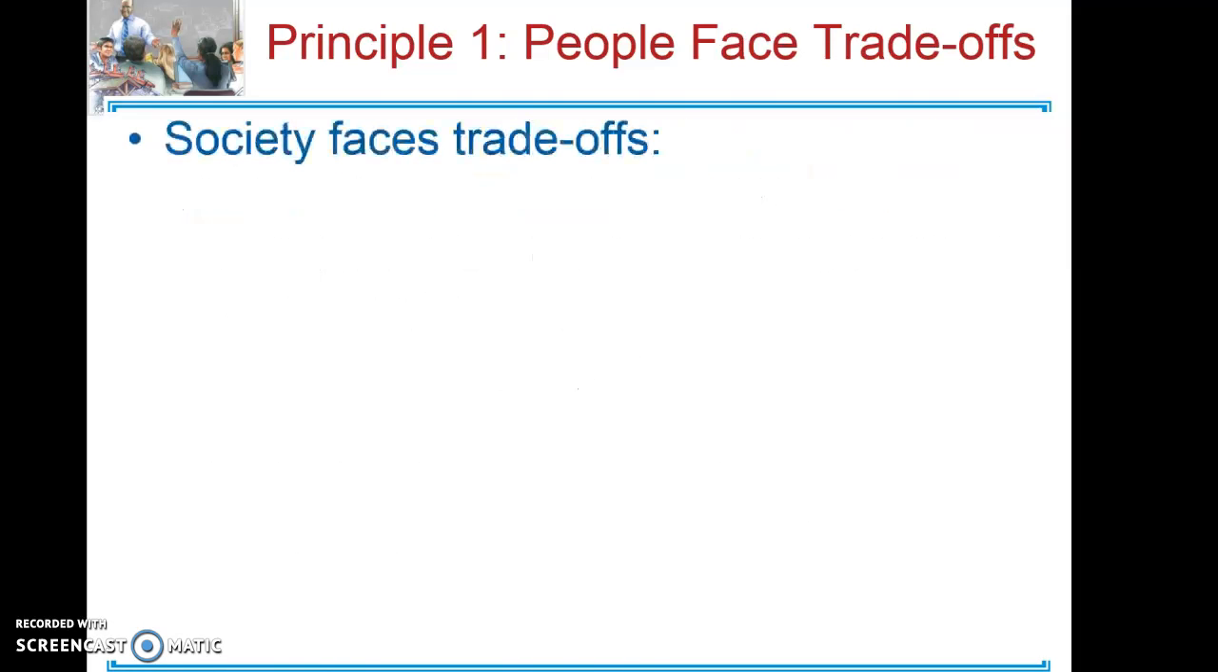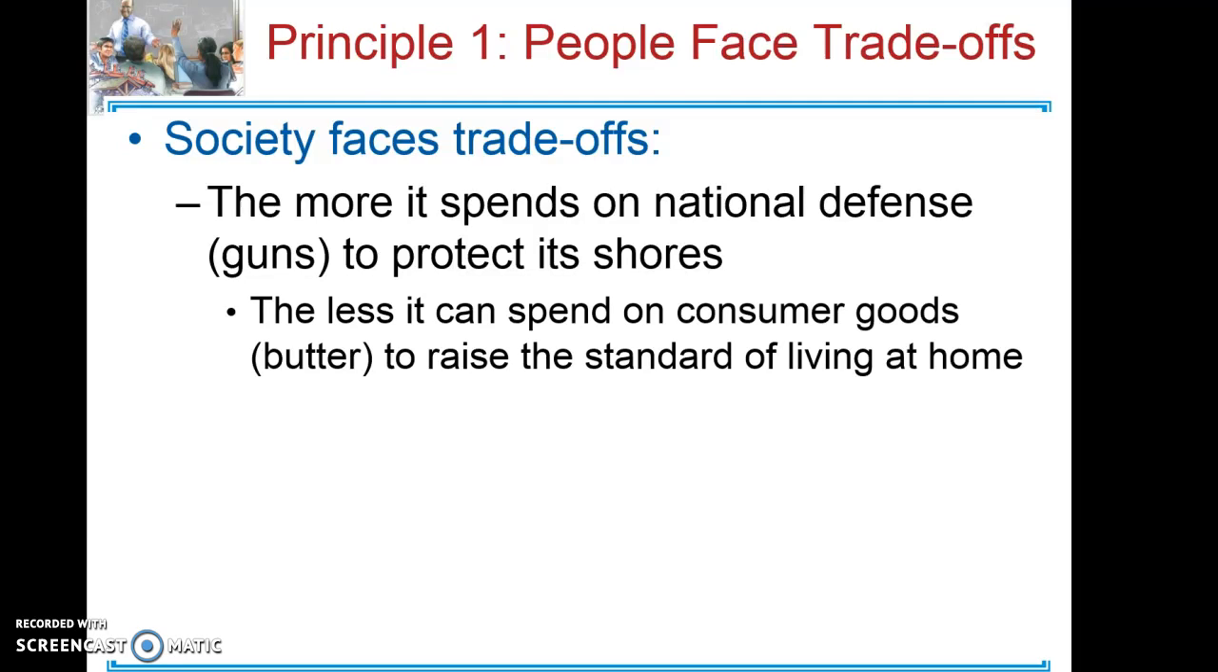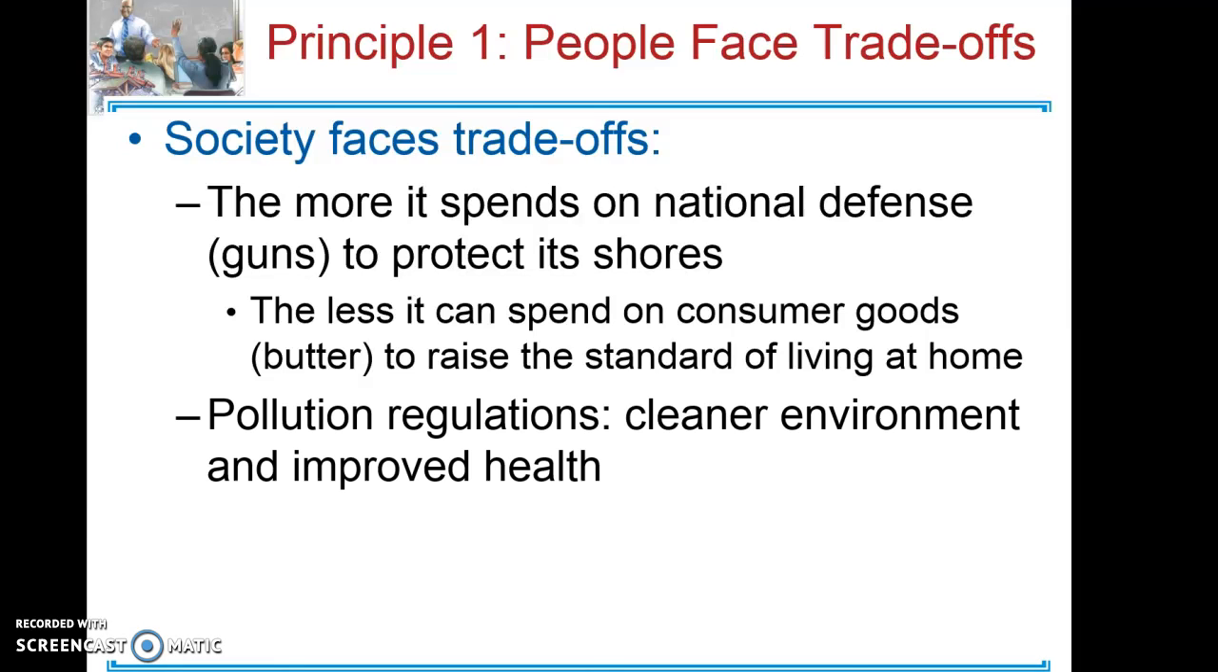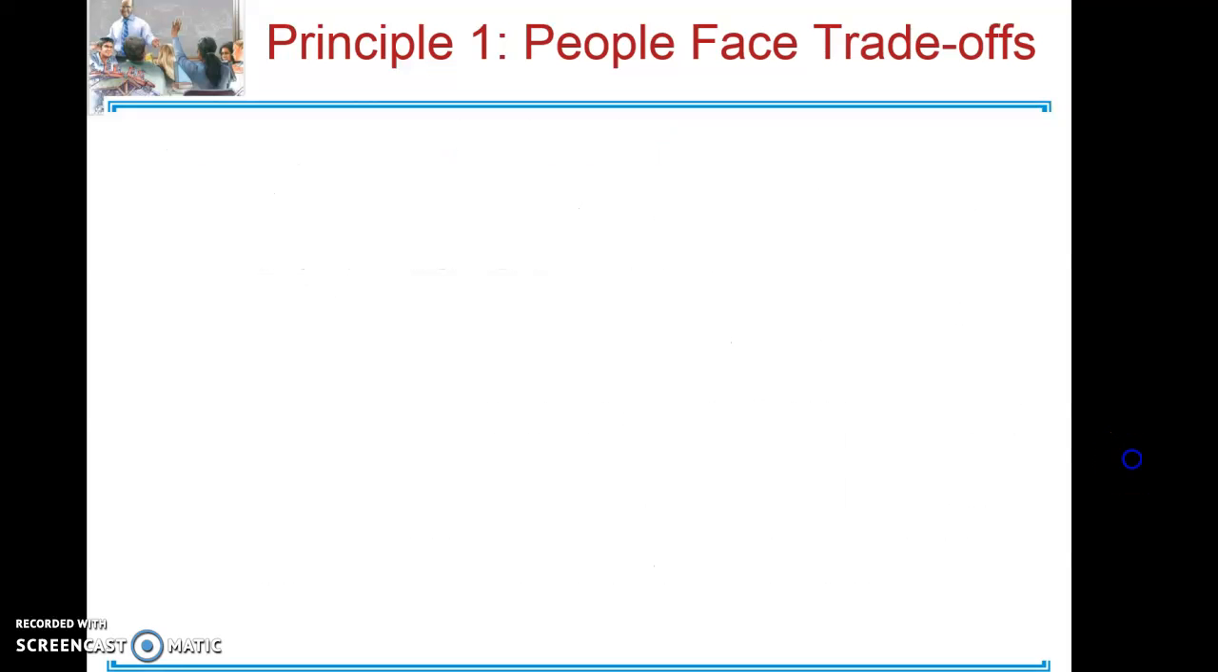Society faces trade-offs. The more it spends on national defense, such as guns to protect its shores, the less can be spent on consumer goods, such as butter, to raise the standard of living at home. Pollution regulations bring a cleaner environment and improved health, but at the cost of reducing the incomes of the firm's owners, workers, and customers, because it costs firms money to abide by and implement regulations.